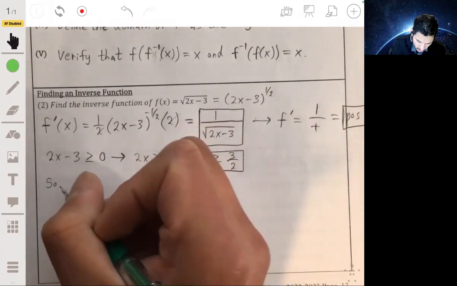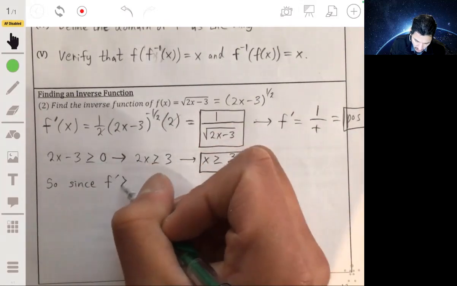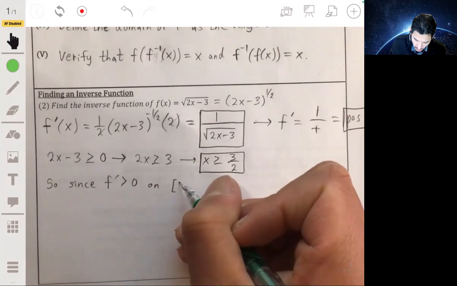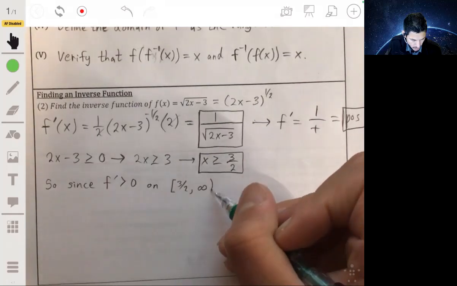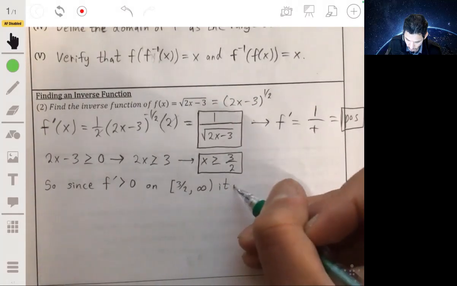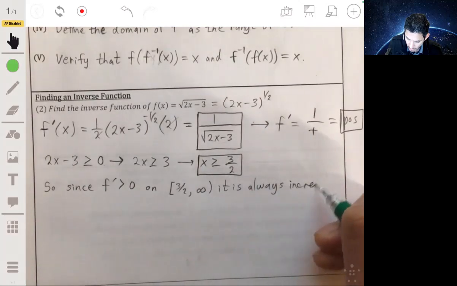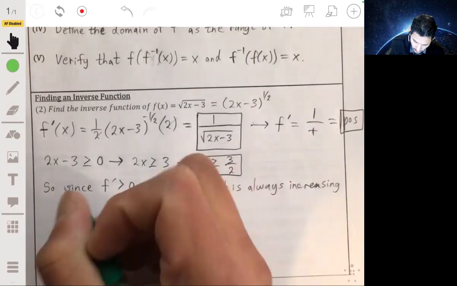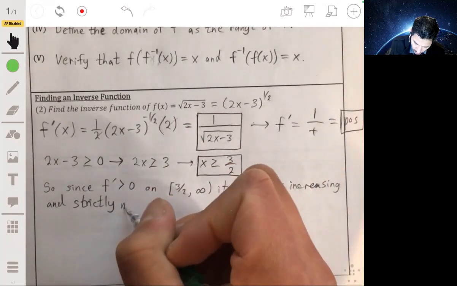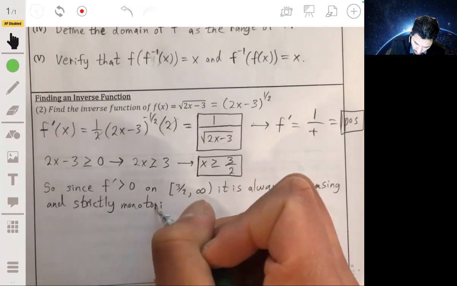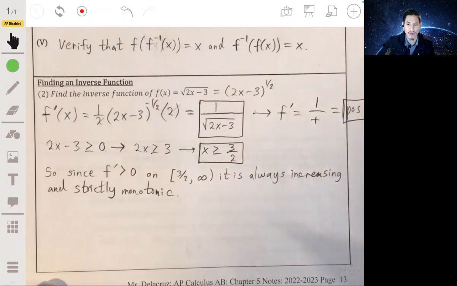So let's write that. Since f prime is greater than 0 on the interval 3/2, comma infinity, it is always increasing and strictly monotonic. Okay, so that's the first main part that we want to make sure that we do.